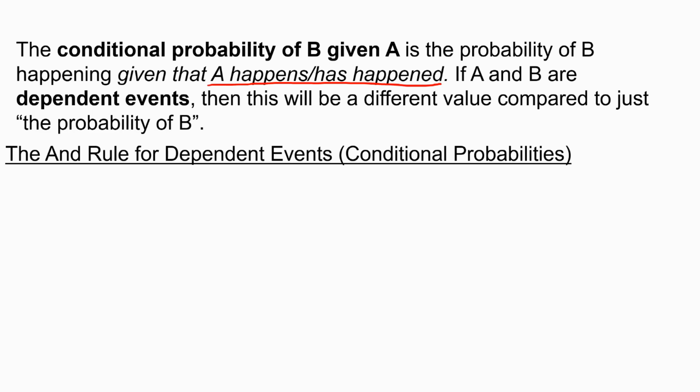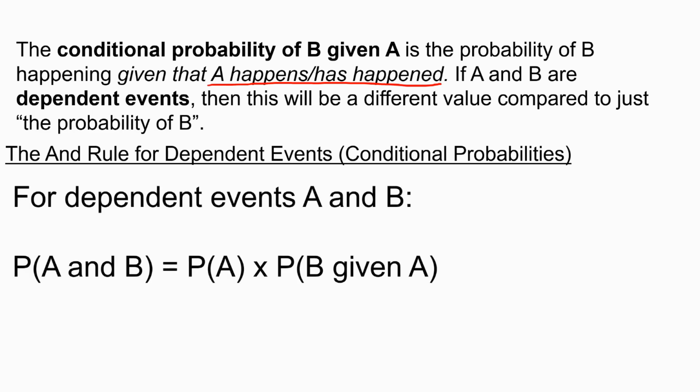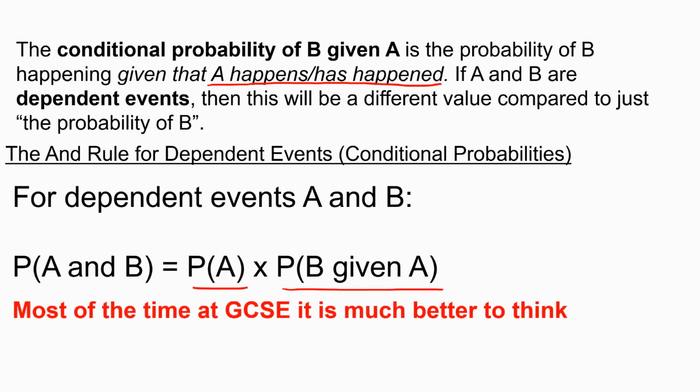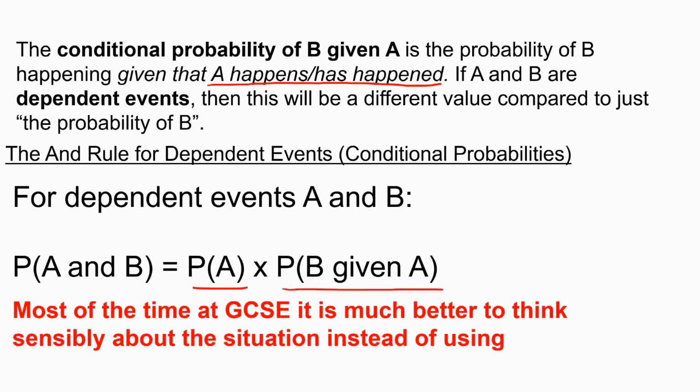So there's a special AND rule for dependent events. For dependent events A and B, the probability of A and B is the probability of A times the probability of B given A. You do need to know this technically, but I would say that in a question, it's easier just to look at the context and to work out the probabilities from there. But it is important to be aware of this. So as I said, most of the time at GCSE, it's much better to think sensibly about the situation instead of using the formula explicitly.